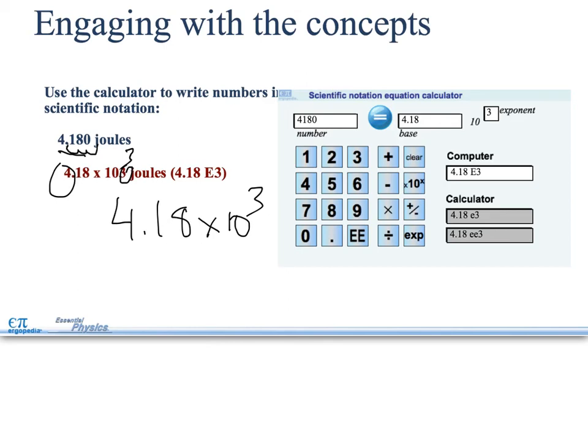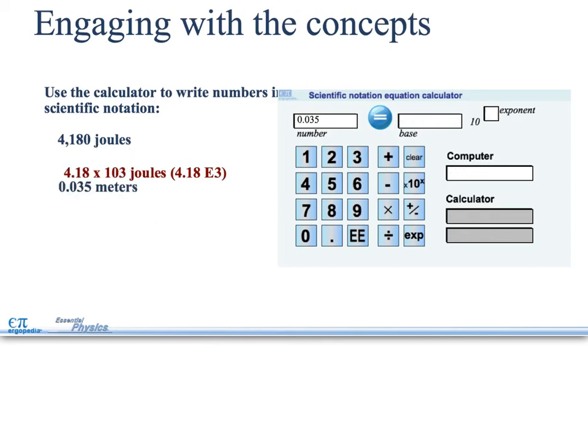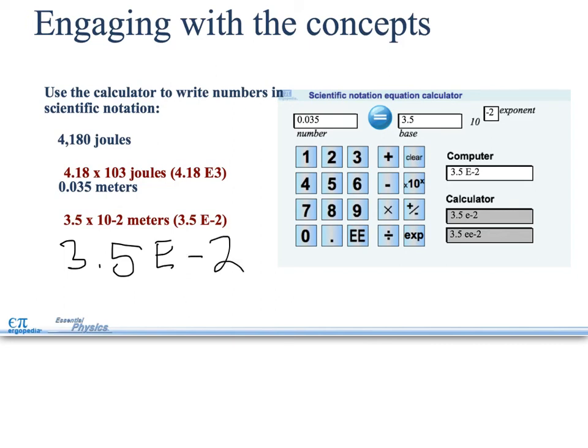Now let's try 0.035 meters. How would you write that? Or put that in your calculator? All right, it'd be 3.5 times 10 to the negative 2. So you'd type 3.5. Then you'd go second function E, and then negative 2, just like they have over here. It'll say e or ee on your screen. So it should work easily that way.